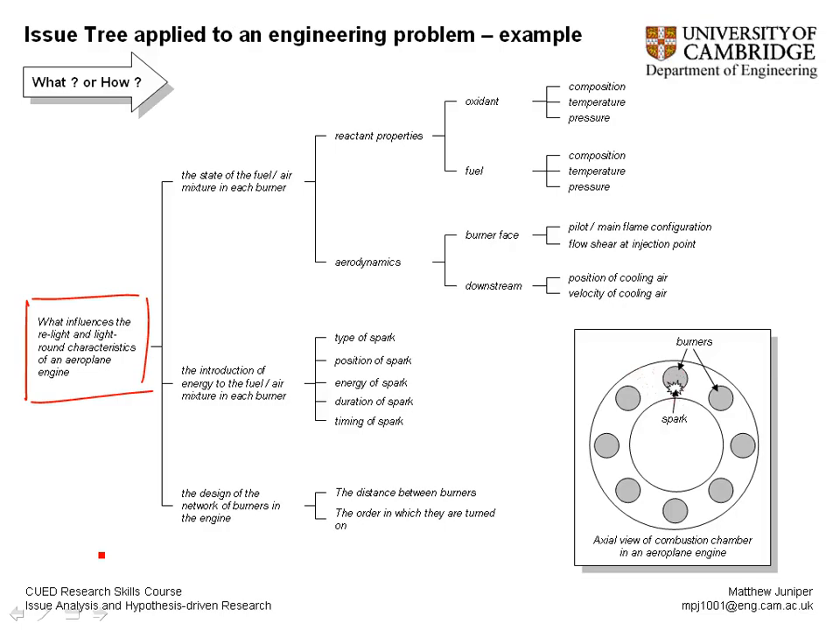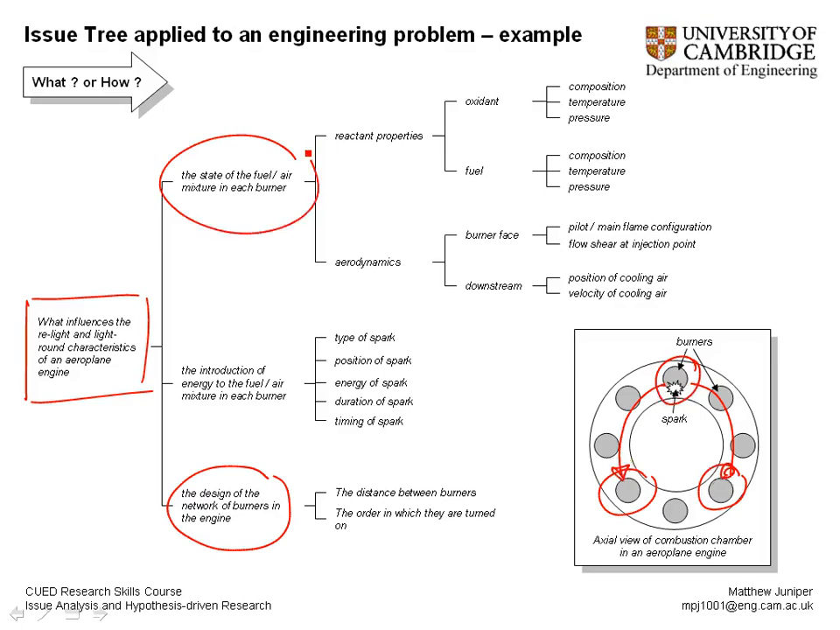Now there are lots of ways that you can divide this problem up into secondary issues. What we try to do is say, let's start at the bottom, the design of the network of the burners in the engine. So in other words, where the various burners are. If we had one there and only another one over here and another one over here somewhere, then that would certainly influence the light round capability of the engine, because a spark over here wouldn't be able to light a burner down there. So there's the design of the network of burners in the engine.